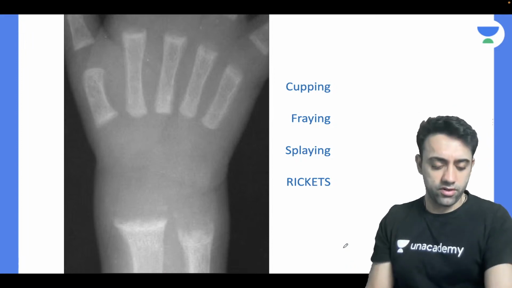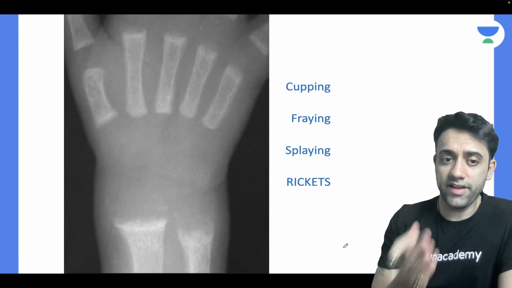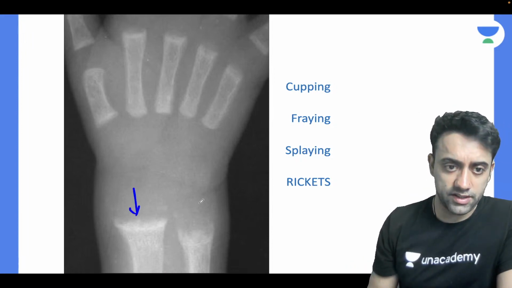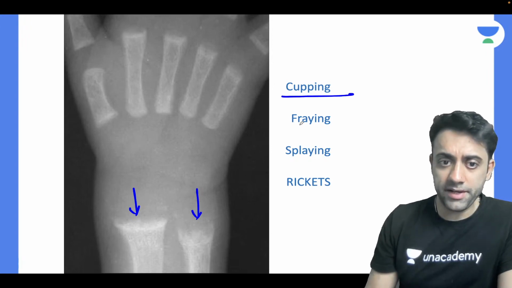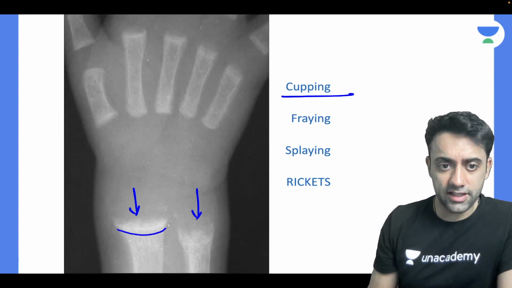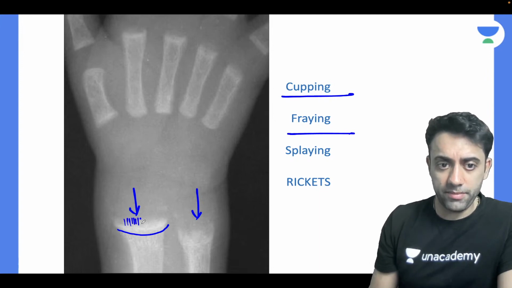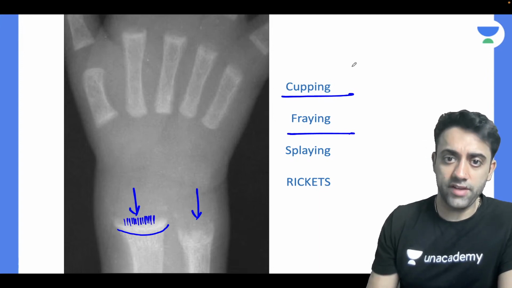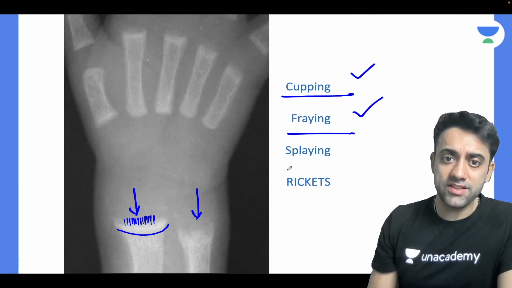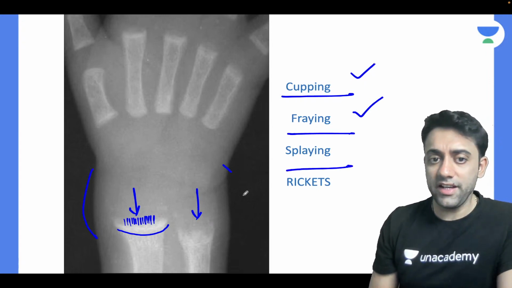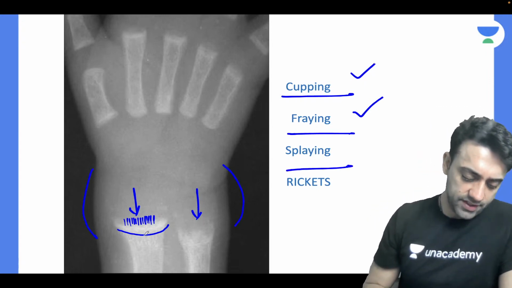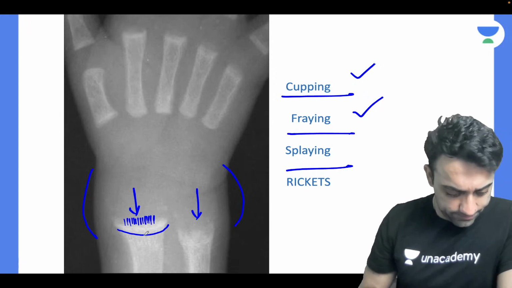I think everyone knows about it. The X-ray could be a very important question. Number one, we have cupping. This, which looks like this, is nothing but cupping. Then we have fraying, this kind of appearance. This is nothing but fraying. So we have cupping, fraying, and splaying. What is splaying? Widening of the wrist, exactly.